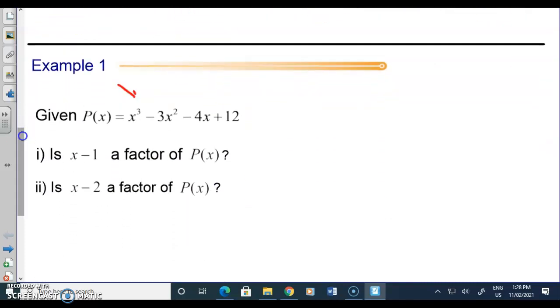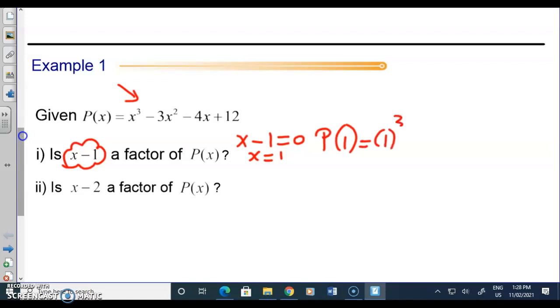So I have a polynomial that's a cubic, the exponent is a 3. I want to see if x minus 1 is a factor. So if x minus 1 is what I'm testing, set it equal to 0, solve it, and you get 1. Plug that 1 into the polynomial wherever you see an x. So I'm going to write it down, plugging 1 into the value for x.